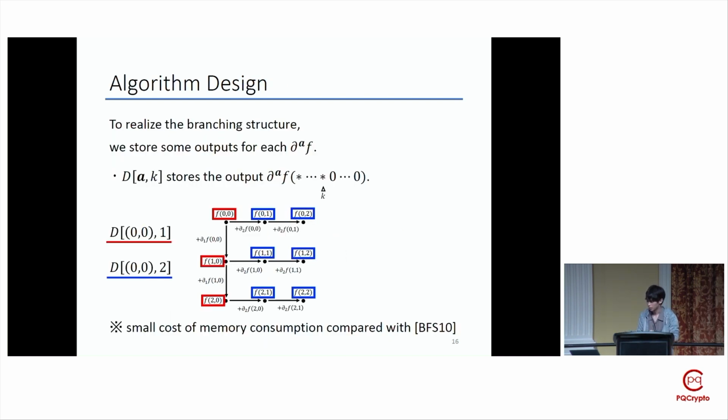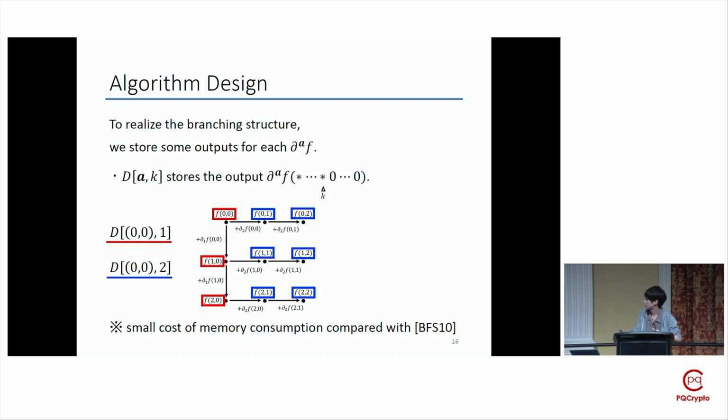To realize such a branching structure in lexicographic order, we store some outputs for each derivative, del AF, unlike the enumeration algorithm of Boyer-Get et al. Actually, here DAK stores the output of the F with the input in this form. The kth element is non-zero, and the last n minus k elements are zeros. Then, like this, these F00, F10, F20 are stored in this D001, and other elements are stored in D002.